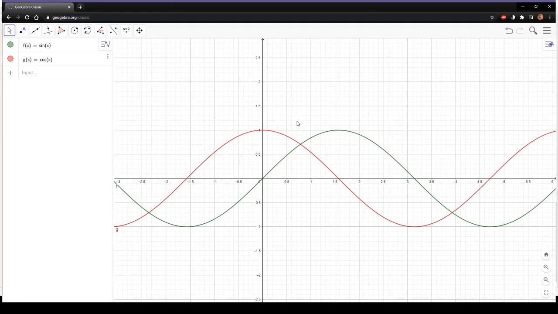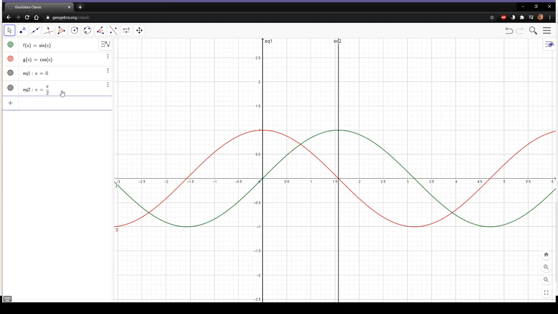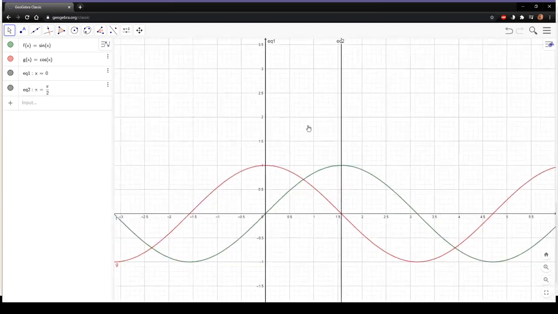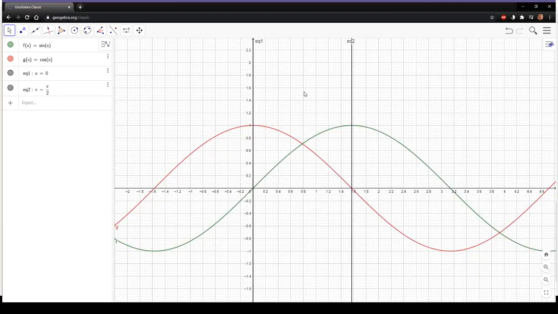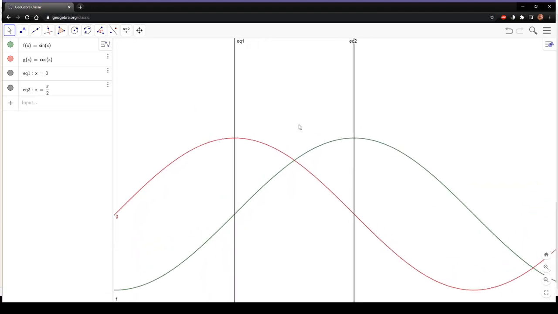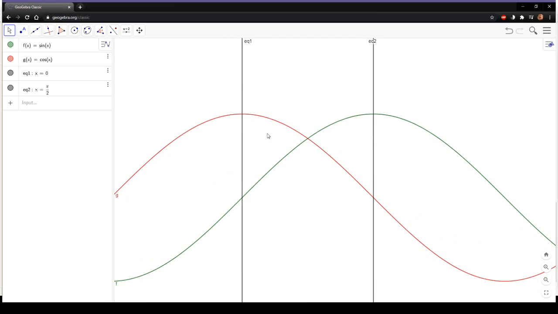Okay, so we got our two curves here. We also need the vertical line at x equals 0. So that's just the y-axis. And we also need the vertical line at x equals pi over 2. So that is right there. So what is the region whose area we are trying to find? Well, let me turn off the background for a bit. What is the region whose area we're trying to find? Well, it is the region that is bounded by sine, cosine, and is in between these two vertical bars.